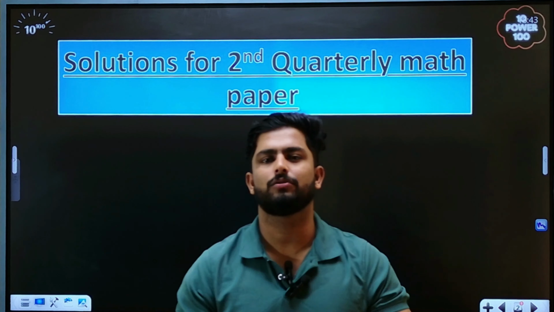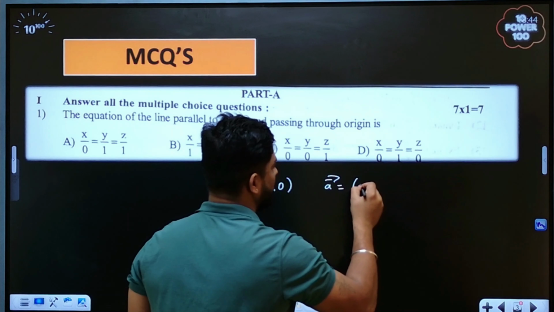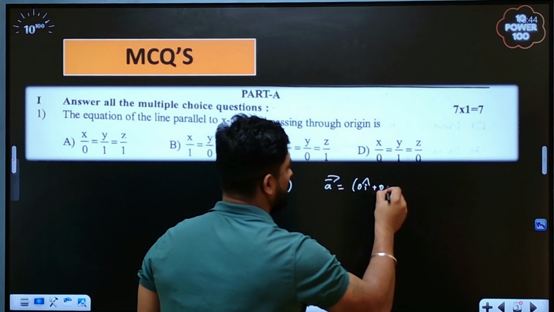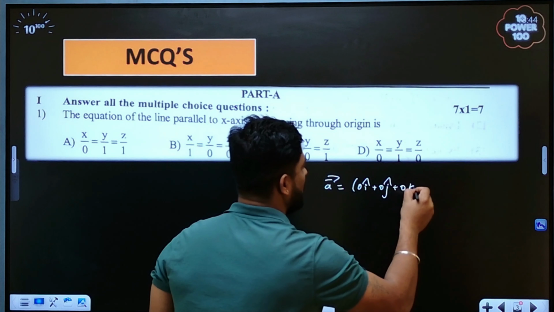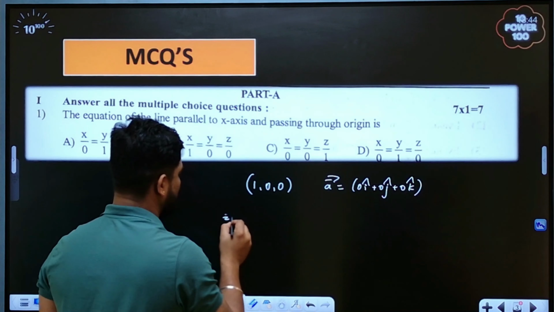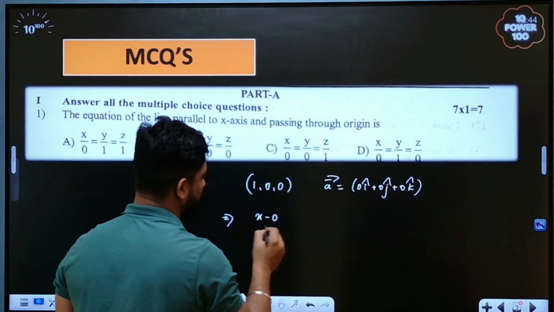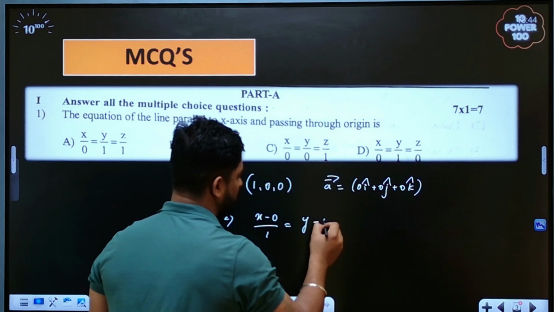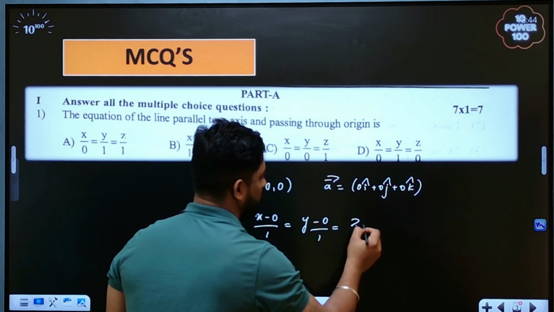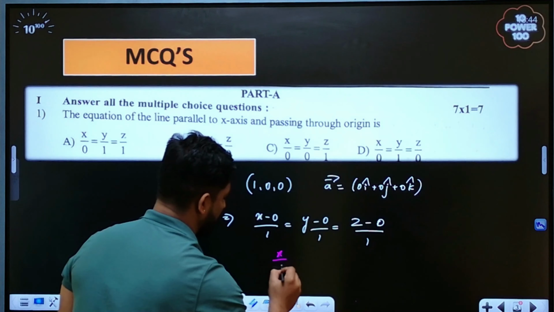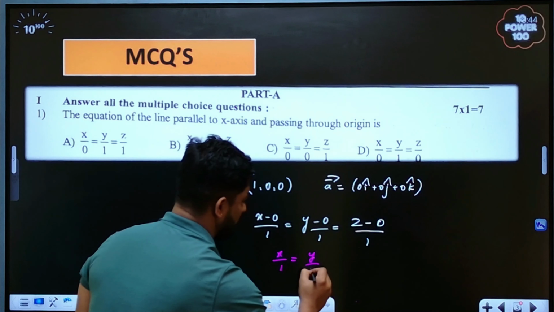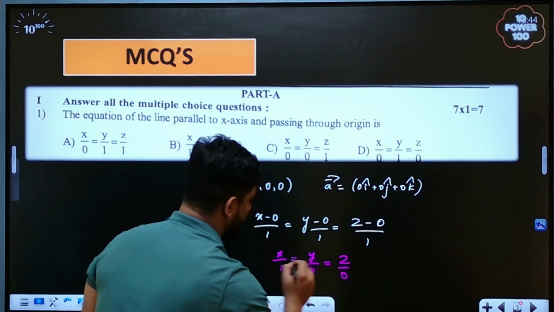And it is passing through the origin, right? So the point it passes through is vector A, which is nothing but 0 i cap plus 0 j cap plus 0 k cap. If I write the equation, it is x minus 0 divided by 1 is equal to y minus 0 divided by 0 is equal to z minus 0 divided by 0. So if you finalize the answer here, it is x by 1 is equal to y by 0 is equal to z by 0.